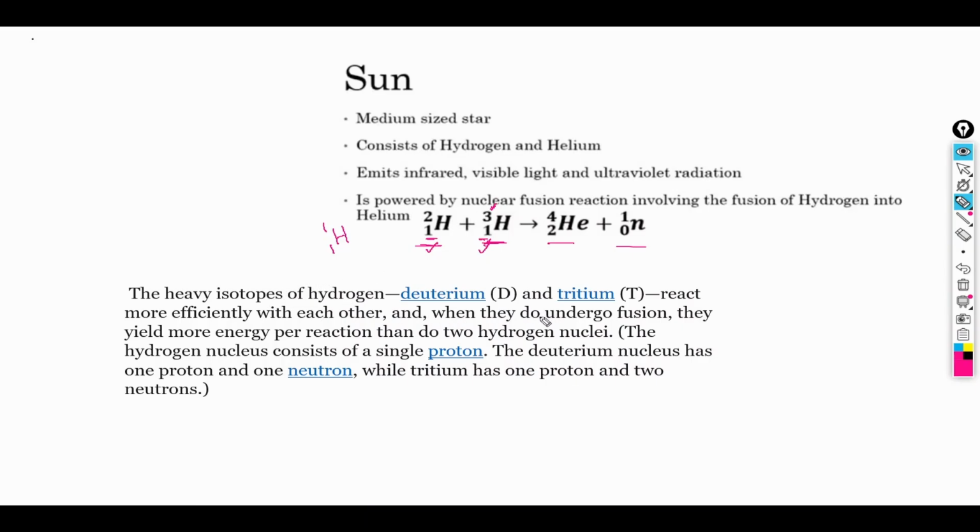Heavy isotopes of hydrogen, deuterium and tritium, react more efficiently with each other, and when they undergo fusion reaction, they yield more energy per reaction than two hydrogen nuclei. The hydrogen nucleus consists of a single proton, as the atomic number is 1, and the deuterium nucleus has 1 proton and 1 neutron, while the tritium has 1 proton and 2 neutrons, as the mass number keeps on increasing. That's why when those two heavy particles fuse together, it will release more heavier neutrons, and so you will get more energy. The same thing is happening on the Sun.